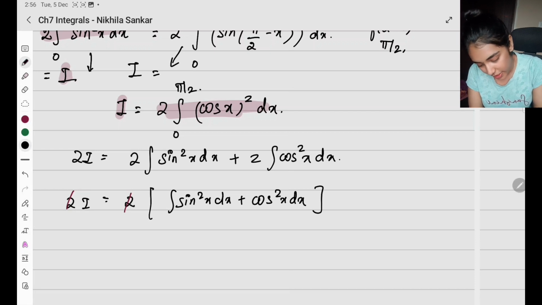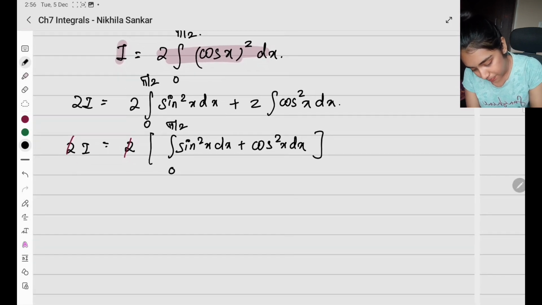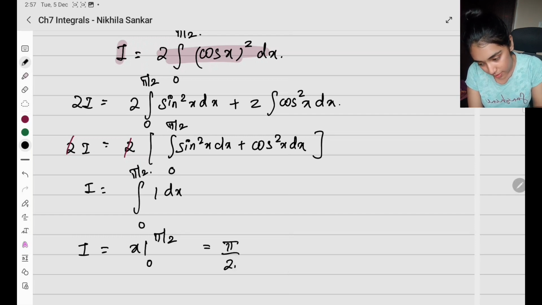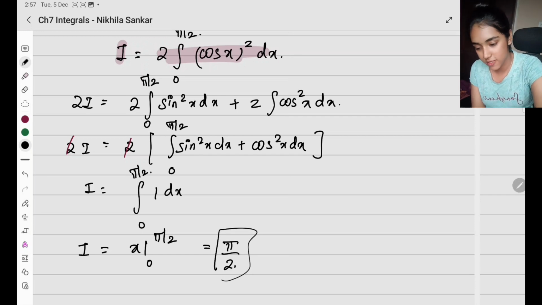So what will be my final answer? In this case, the integral limits are going to be 0 to pi by 2. So this is nothing but I equals the integral of sine square x plus cos square x, which is going to be 1, times dx from 0 to pi by 2. So I equals x from 0 to pi by 2, which is going to be pi divided by 2. So this is my answer. Okay, please copy.